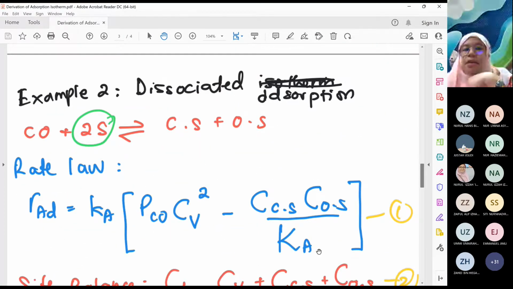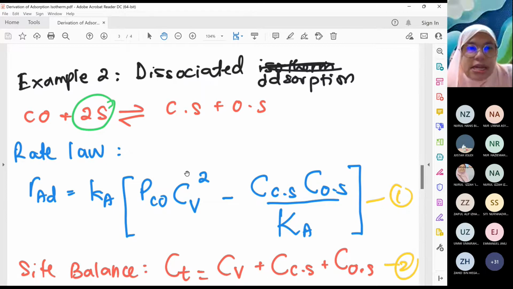Okay, so actually this one is also similar to the notes. Cuma saya tunjuk more detail on how to derive the equation. So this is the last part for today's lecture. This one is for dissociative adsorption.